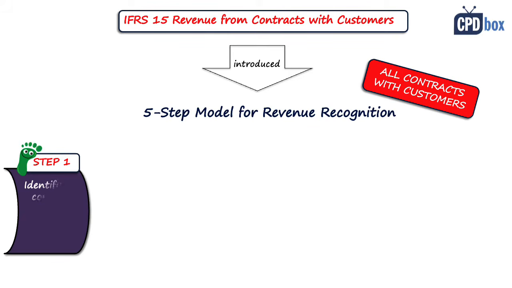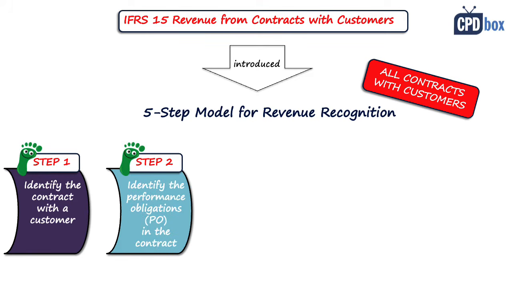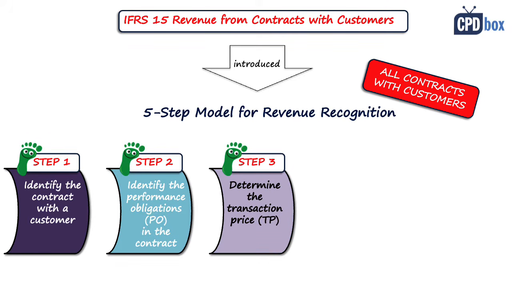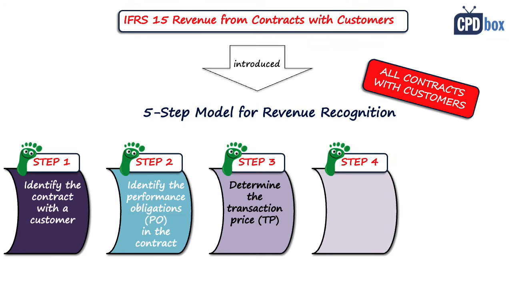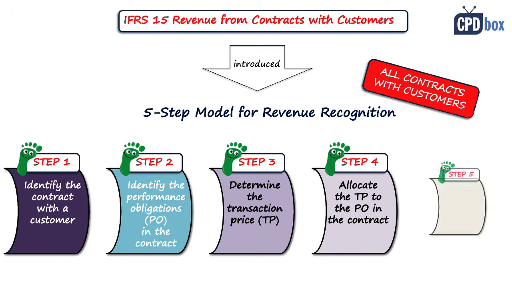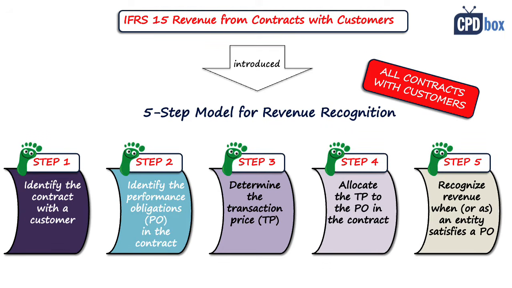These 5 steps are: number 1, identify the contract with the customer. Number 2, identify individual performance obligations in that contract. Number 3, determine the transaction price. Number 4, allocate that price to the individual performance obligations. And the last step, number 5, recognize revenue when or as the entity satisfies performance obligations.